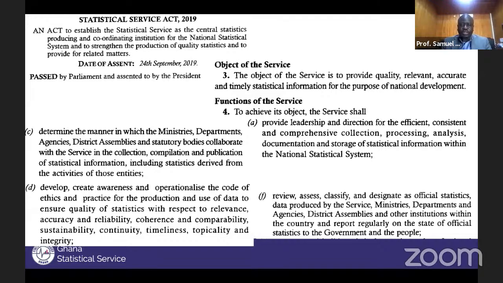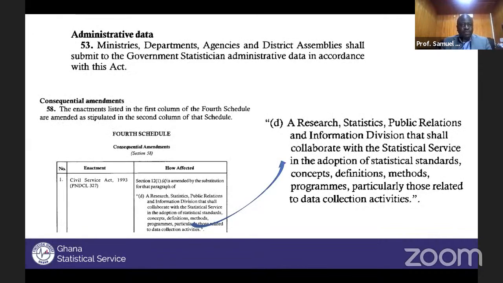The other thing that it talks about, which we are currently doing, is to develop and create awareness to operationalize the Code of Ethics and Practice. This is a document that, if you go online to search, I must say that quite a number of developing countries do not have, a Code of Ethics and Practice to guide the operations within the national statistical system. Clause 53 talks about administrative data specifically, and it mandates ministries, departments, agencies, and district assemblies to submit to the government statistician administrative data in accordance with this act. So from a documentation point of view, I think we are well solid on that.